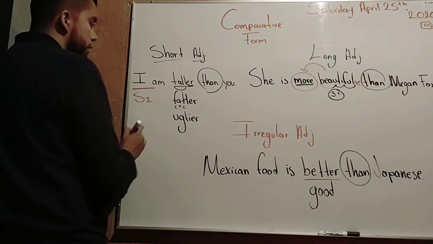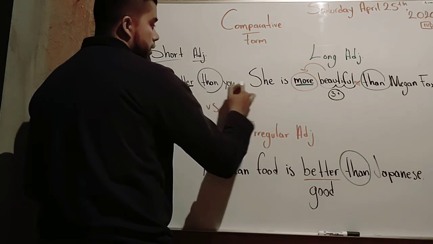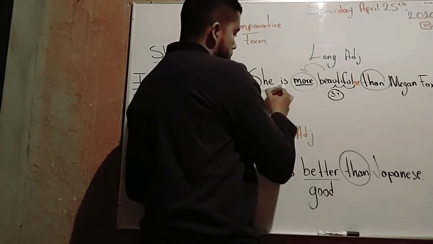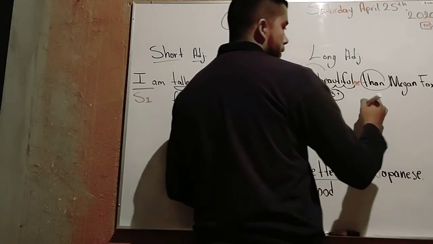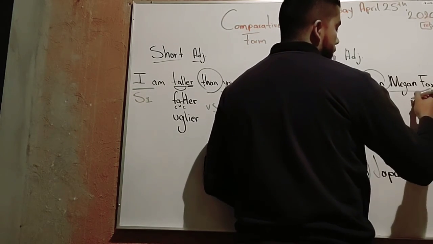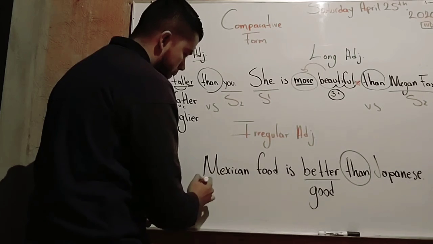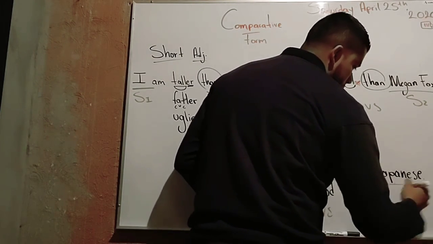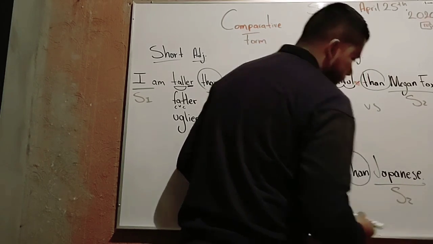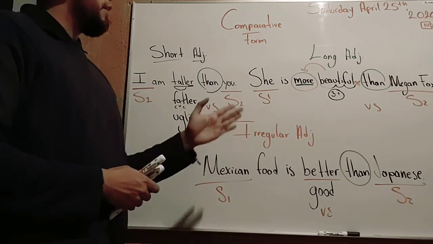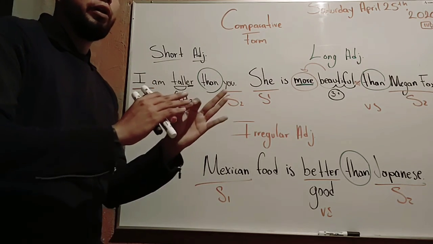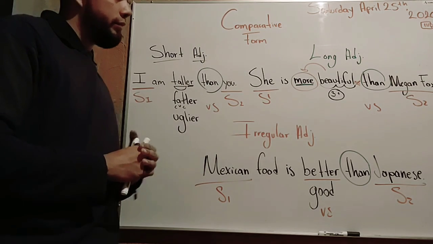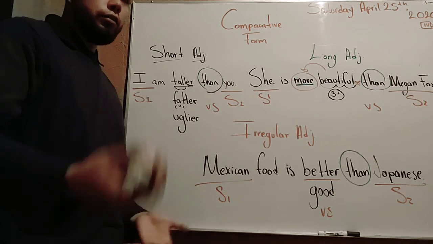So it's always subject 1 versus subject 2. So, this is a little review of what comparative form is. Okay? So, let's continue with the class.